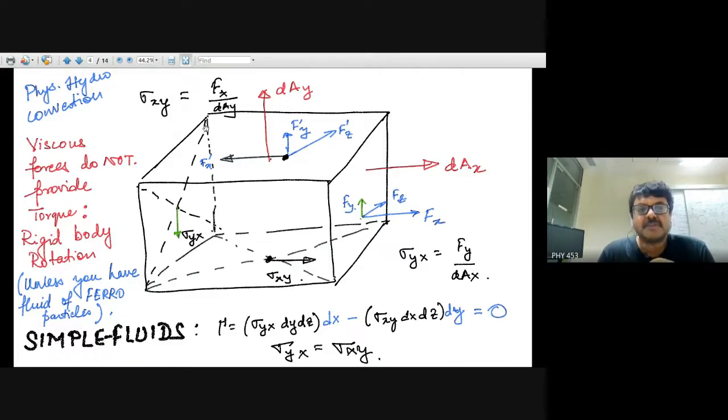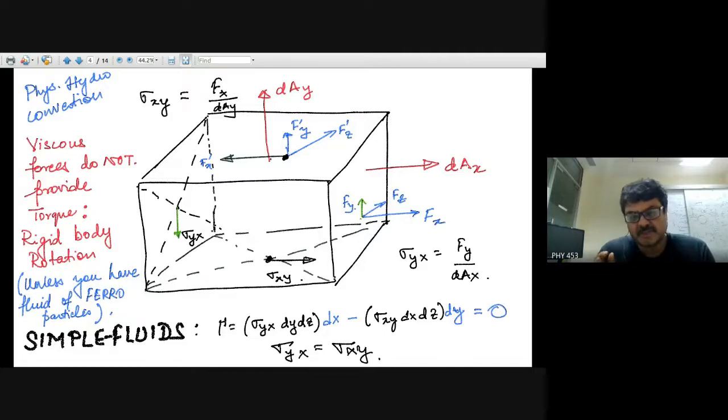And so if you take this to be the fluid element, I'm simplifying this derivation a bit. It can be done more rigorously, but I want you to have the physical ideas. Now suppose this is the x direction, and you have Fy pointing in this direction. So sigma yx, as per physical hydrodynamics convention, is the force in the y direction acting on a surface area element whose normal is in the x direction, right?